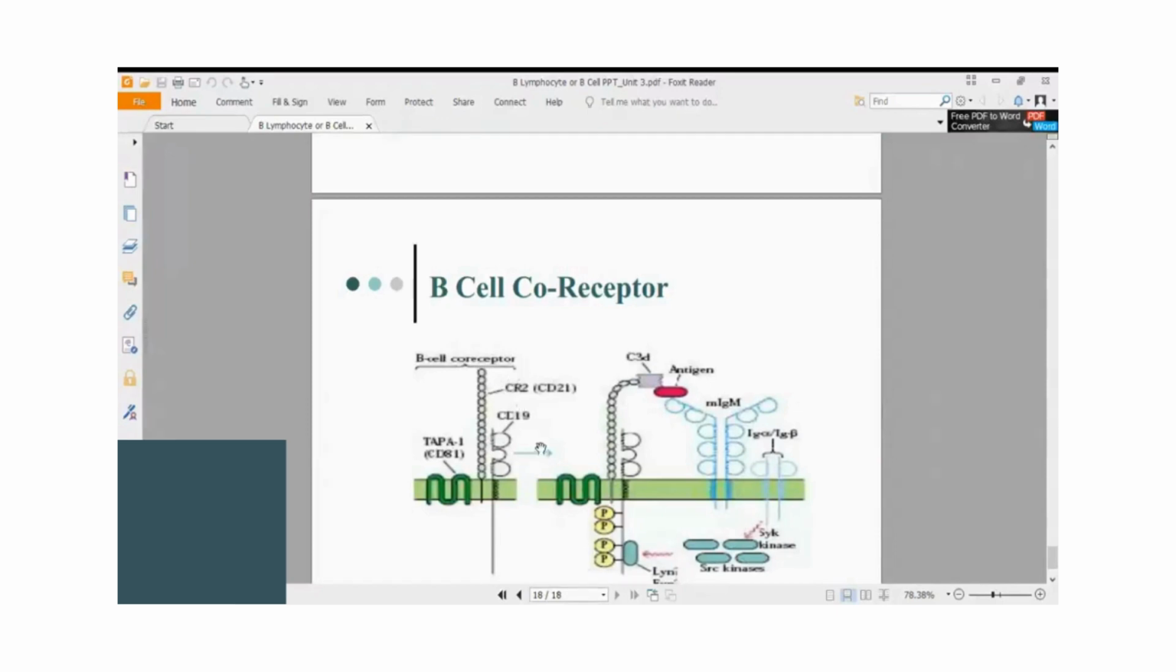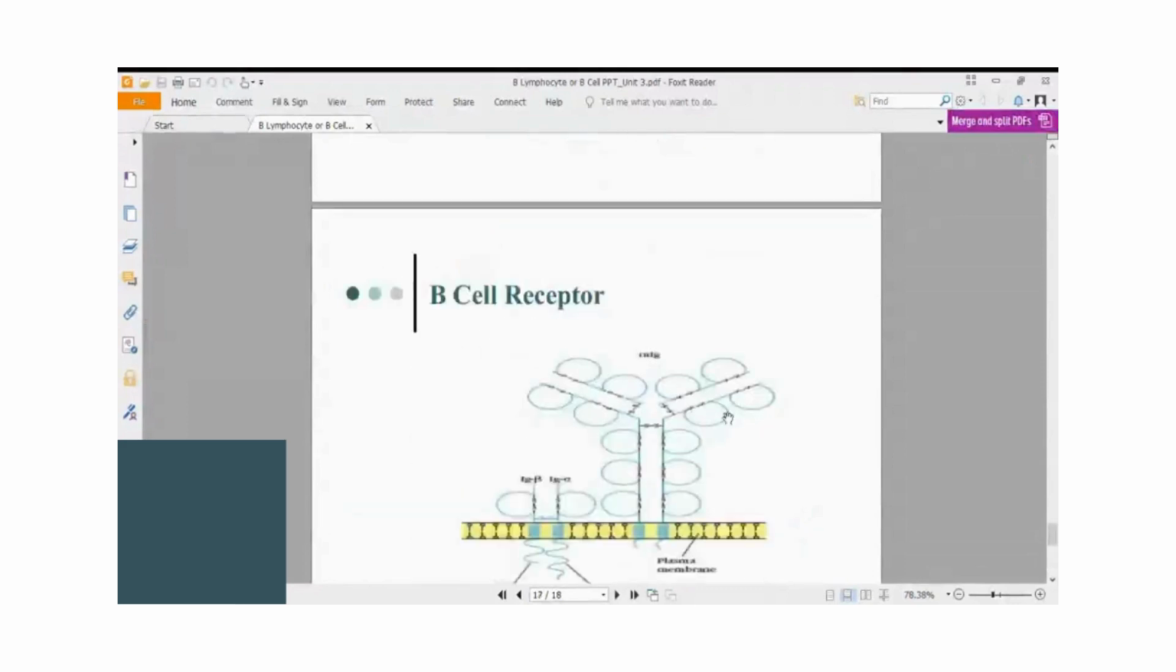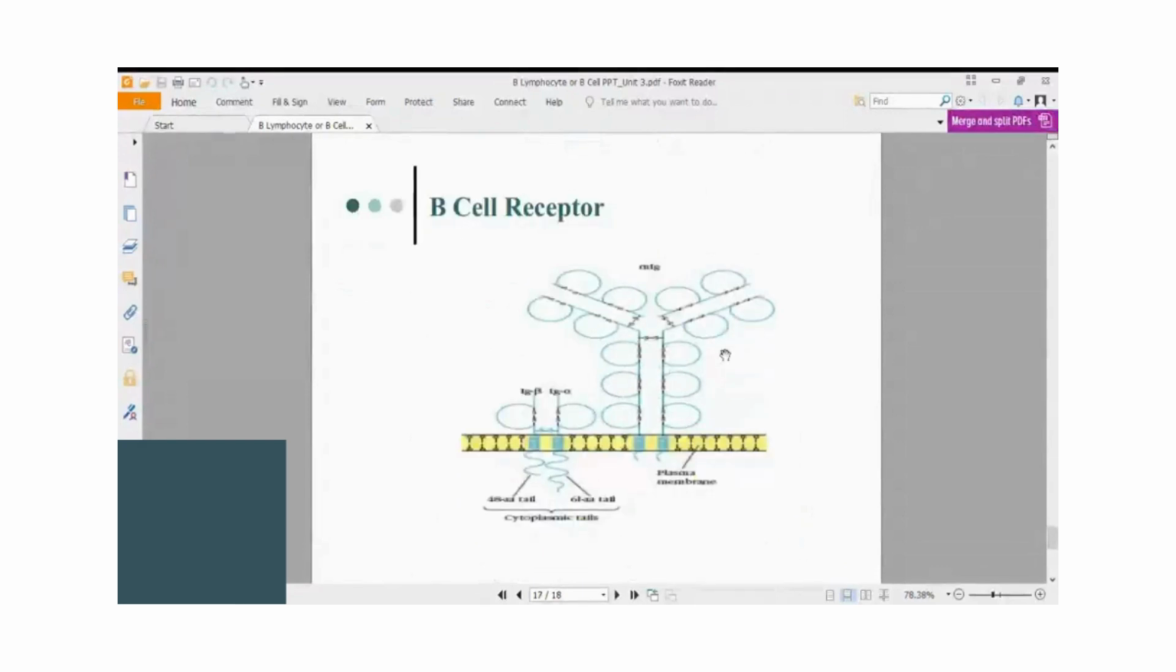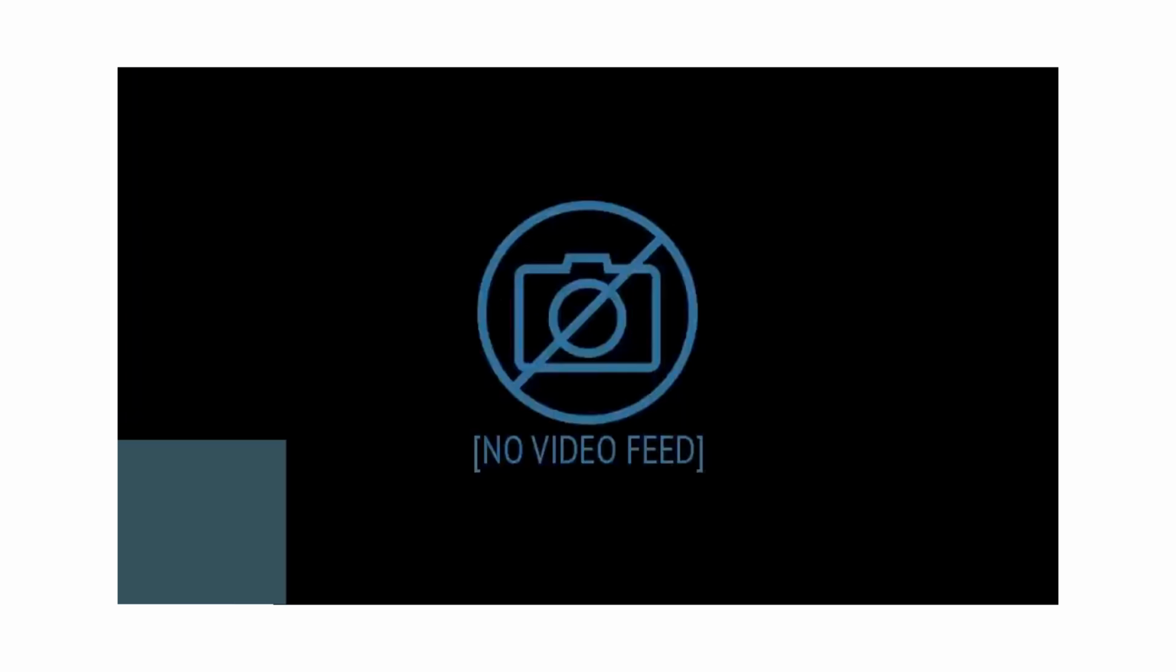We'll not bother about them at the moment, but remember these two receptors, that is mIgM and Ig alpha and Ig beta, are very important receptors of the B lymphocyte. And when a question is asked on the B cell receptor complex, you are expected to draw this diagram and explain these receptors and their function in the activation of the B lymphocyte. That is as far as B lymphocytes are concerned. So this slide is over.